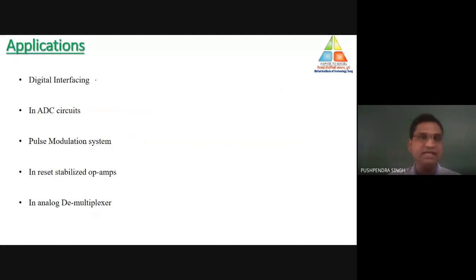The application areas are digital interfacing in analog to digital conversion circuits, pulse modulation systems, reset stabilization op-amp, and analog demultiplexer. No need to remember all these. Just remember, whenever we need to sample the data for conversion of the signal, or whenever the particular application needs constant data at the output after the sample, there is an application of the sample and hold circuit. So this is all about the sample and hold circuit.